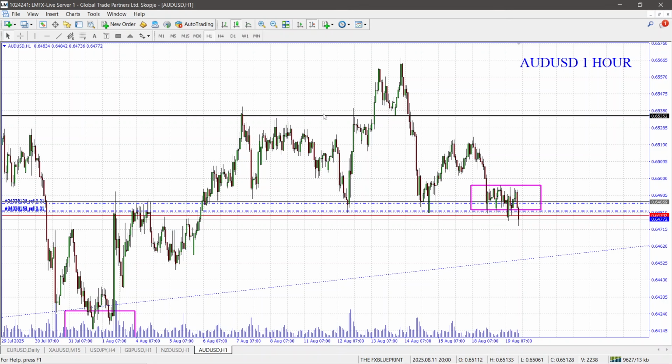And the question is, where are we looking to go? The first thing we want to do is see how far this head was retraced by this shoulder. So we're looking at this distance from here to here. How much of this distance was retraced? Because that will help us know where the market is going.